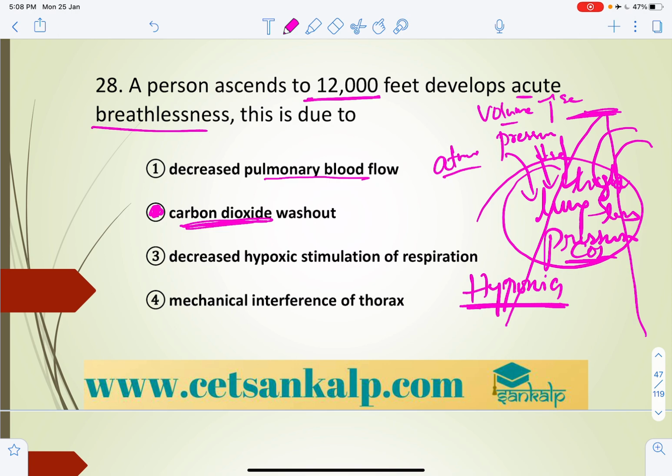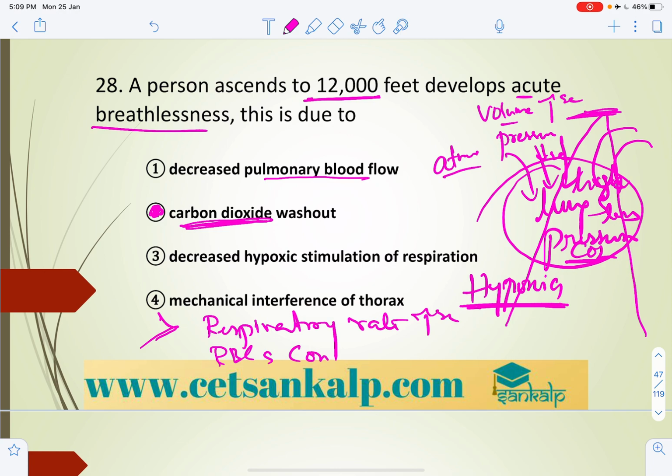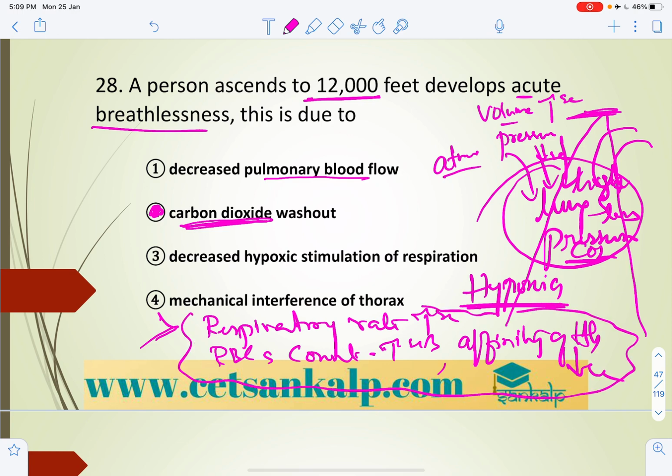Inside the body, the pressure changes and more carbon dioxide builds up. This is very important, and there will be adjustment mechanisms in the body. The respiratory rate increases, that is, the breathing rate increases. Along with that, the RBC count, the red blood cell count, increases, and the affinity of hemoglobin decreases. This compensates for altitude sickness.